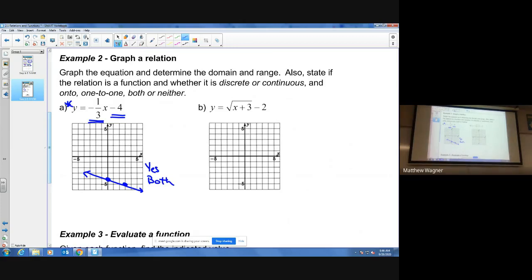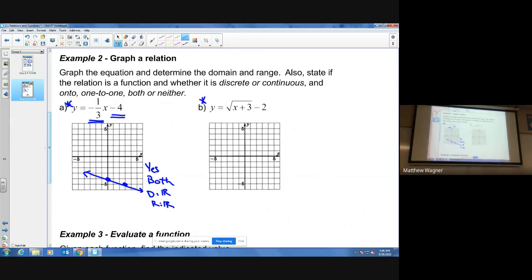When we look at classifications, it says also to state your domain and range. Well, the domain is all of the x values in this case, which are all reals. And the range is all of our y values. If you notice, it goes up and down forever. So our range values are also all reals as well.